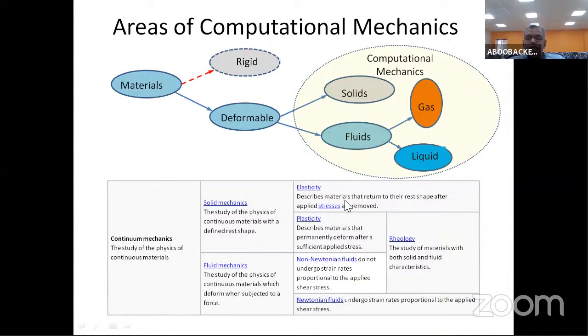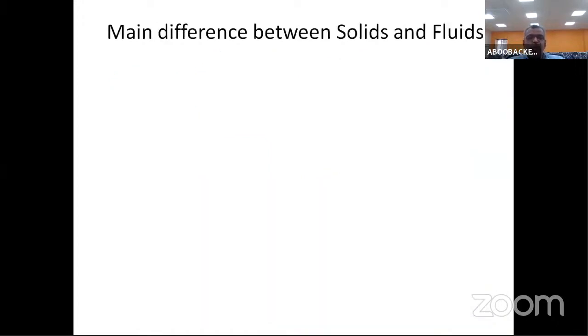Then there is plasticity. The difference is that elasticity means that once the applied stress is removed, the material regains its shape. If it does not come back, it is plasticity. Then for fluids, we have Newtonian, non-Newtonian, rheology, etc. Based on that, we have different fields of study, and computational mechanics is applicable to all these fields.